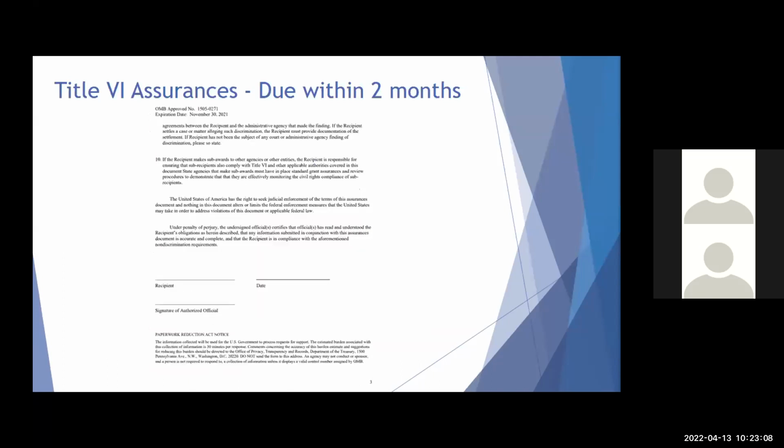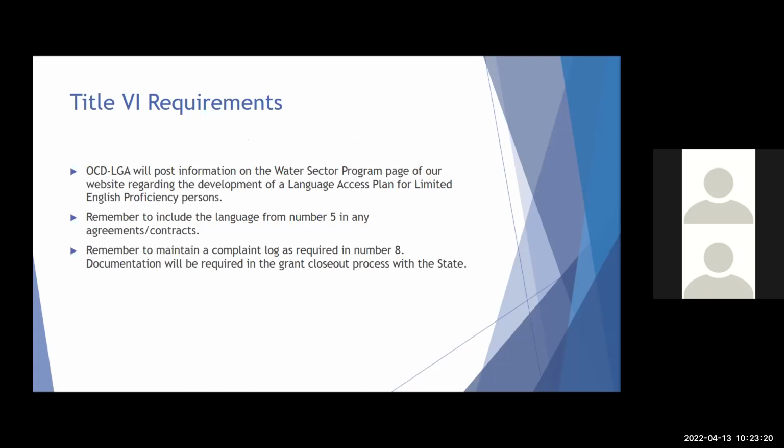Finally, you're going to make sure that you sign the document. You will list the recipient as the name of the system. You'll date it, and the Chief Executive Officer will sign this document. Again, we will post information on the Water Sector Program page of our website regarding the development of the language access plan that you will need to work on for limited English proficiency persons. We will email out this information and inform you when it is available for you to begin that process.